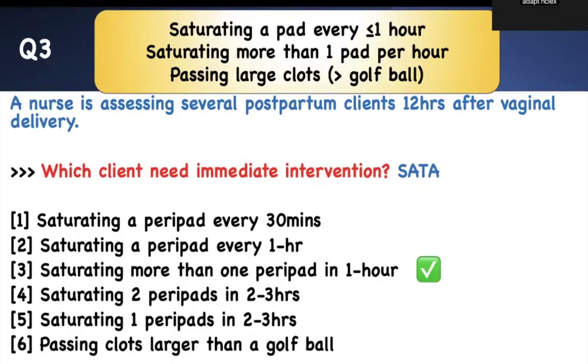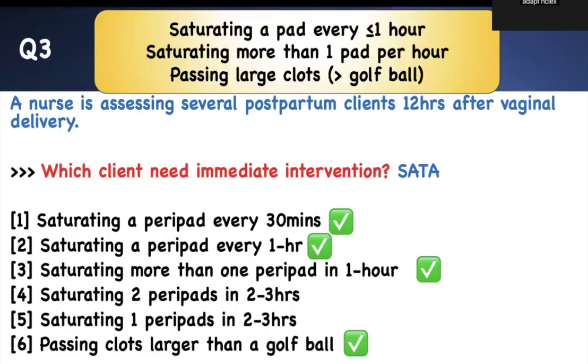Therefore, if you saturate more than one peripad in 1 hour, that means 2 peripads in an hour, you're in trouble. Even if I give you a scenario, if you saturate 1 peripad in an hour it is a problem, therefore 2 peripads, that means more than 1, is a problem too. If you're saturating in less than 1 hour, that means every 30 minutes, you are in trouble too. And if you're saturating a peripad every hour, that is the original condition, that is a problem. And of course, if the clots are larger than a golf ball, that is bleeding.